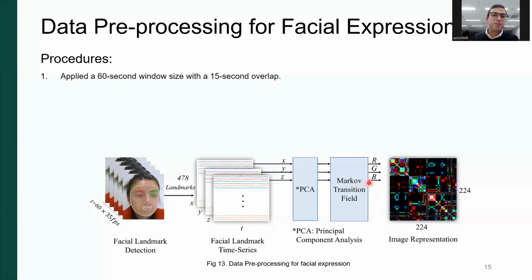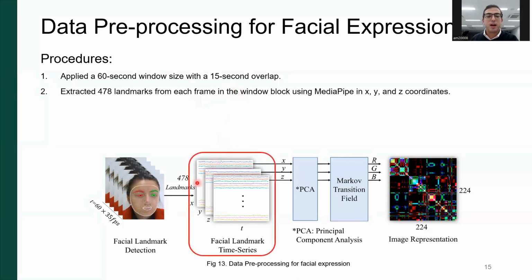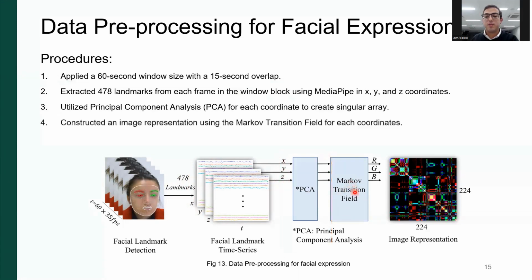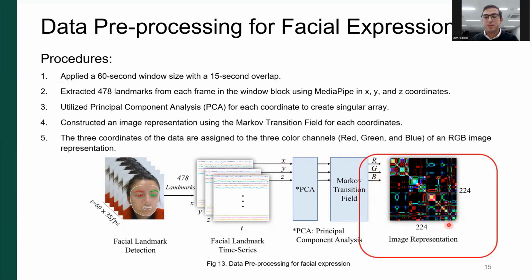So the pre-processing for facial expression would be a 60-second window size plus 50 seconds of overlap. Then we would do the landmark detection and extraction for all the frames, which would give us 478 landmarks for each coordinate, and then we would make a time series of landmarks for each coordinate during that window size. Then we apply PCA for each coordinate and apply Markov transition field on it. And then we would assign each of these to each color channel, RGB, and then finally we would have this image representation.